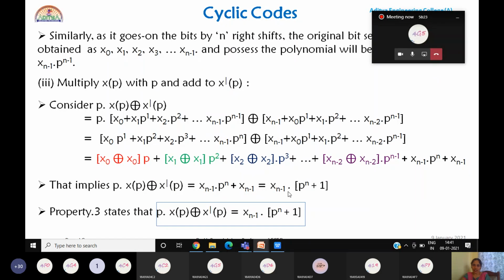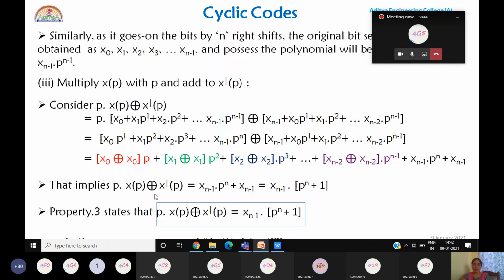Okay, so it will be xn minus 1. Take xn minus 1 as common: p power n plus xn minus 1. Okay, so p into x of p XOR x dash of p is xn minus 1 into p power n plus 1. So this is the third property.